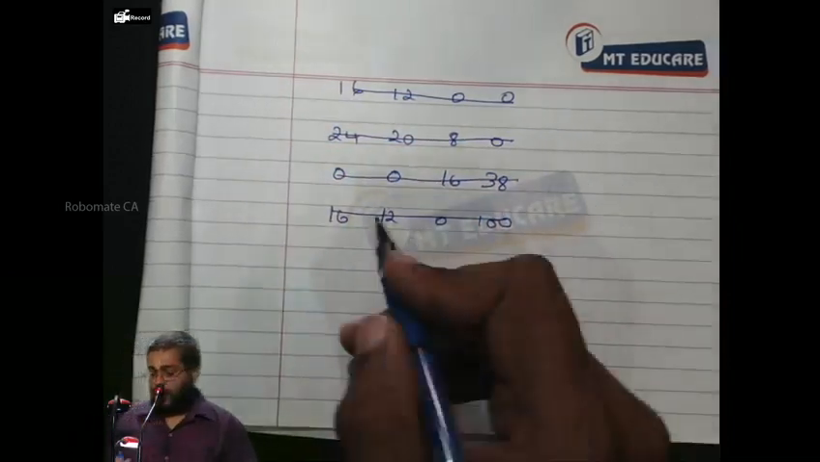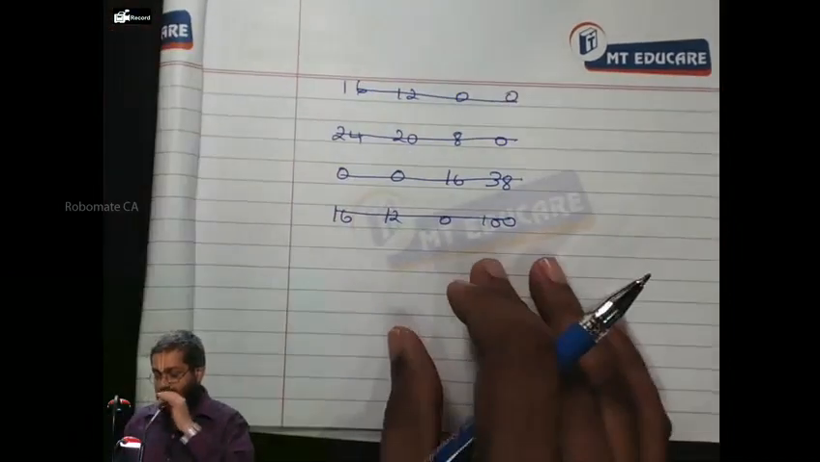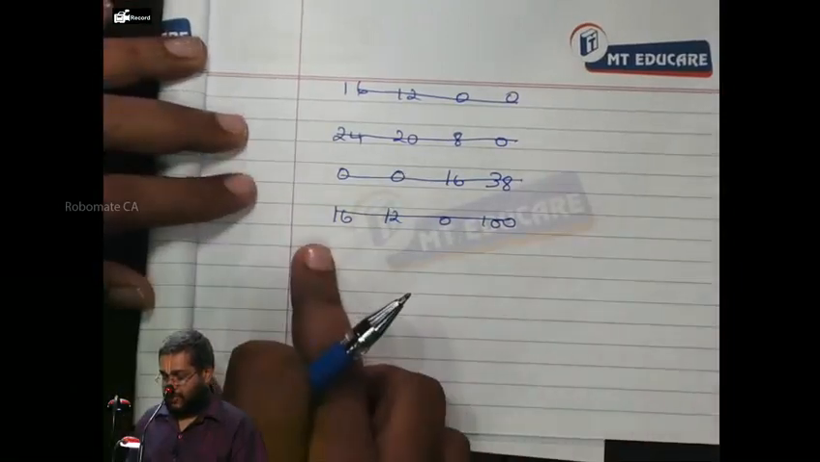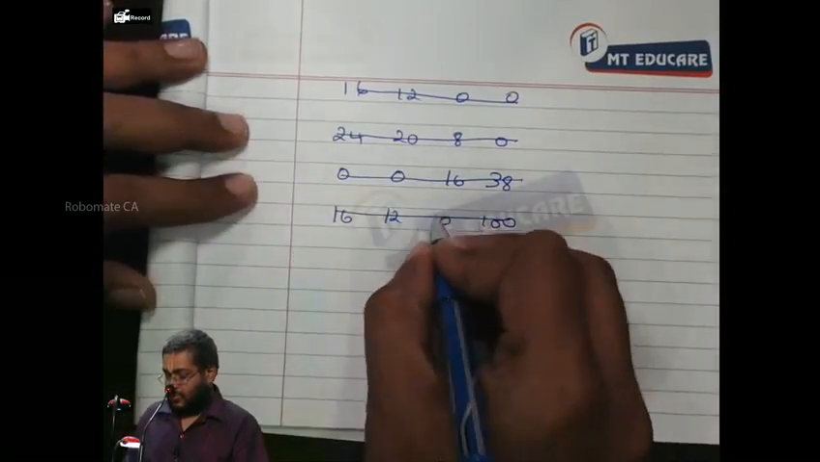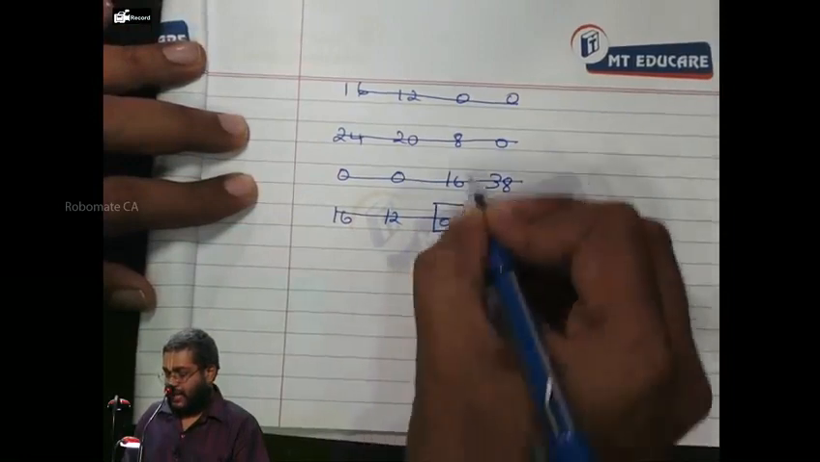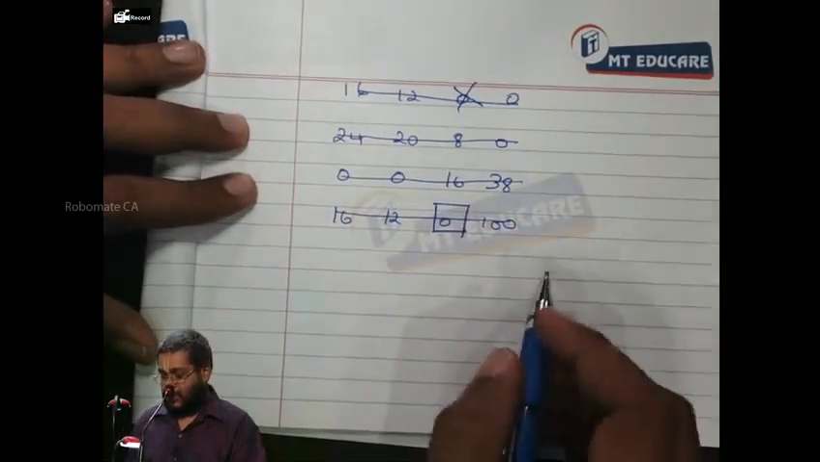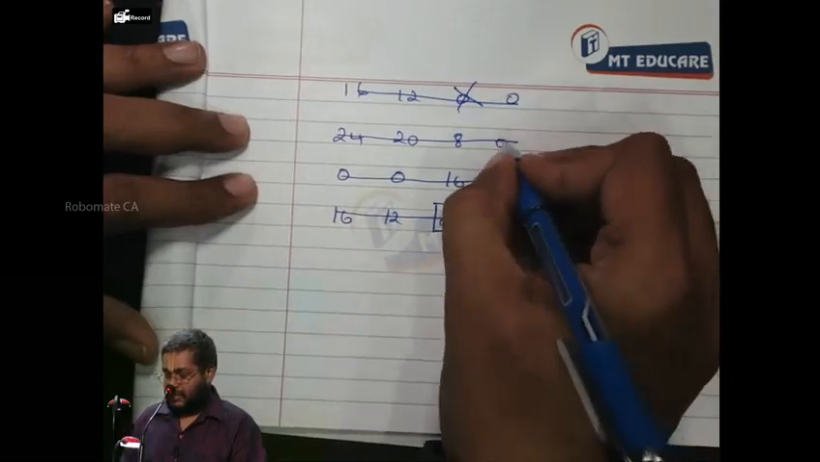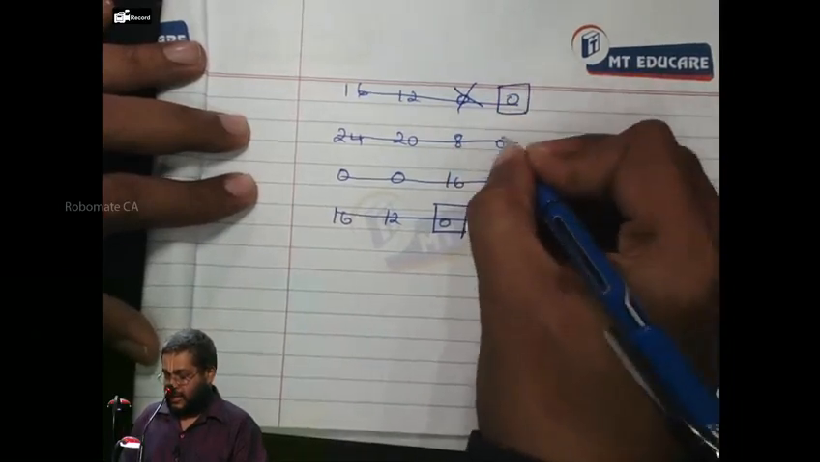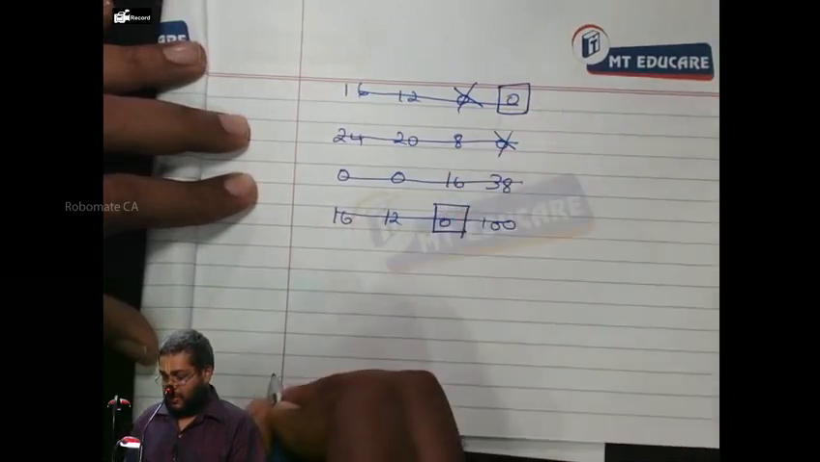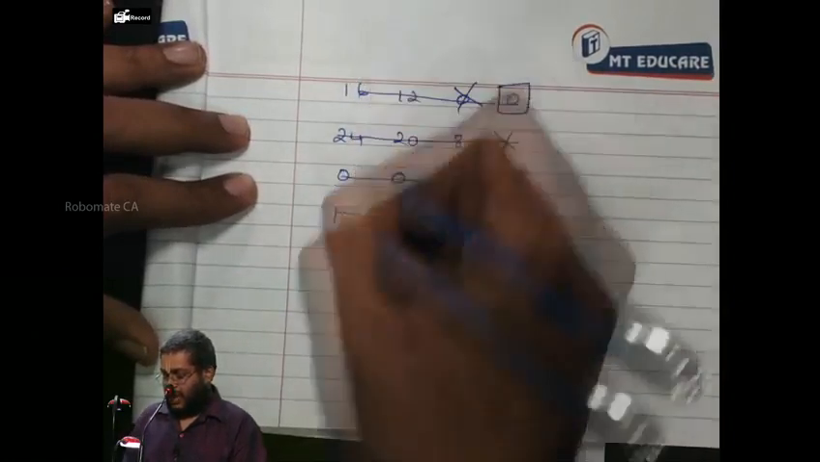Yes or no? Now, if you want to check it also, I'll just do it here itself. Tell me, is there any row with 1 zero? Which row? This row. I make an allocation here and cancel it. Is there any row with 1 zero? Yes. Which row? First row. Okay, I make an assignment. I cancel this 0. Any row with 1 zero? No. But I have a column with 1 zero.